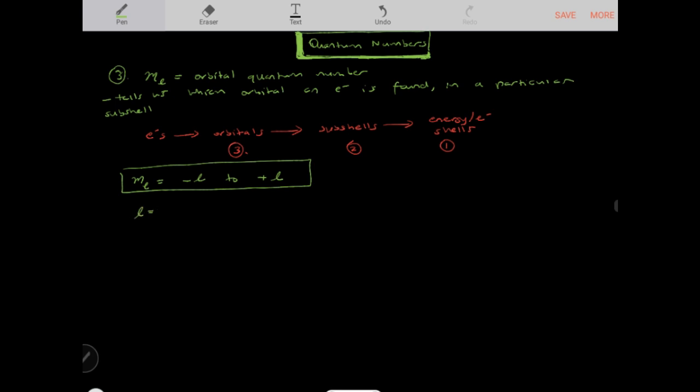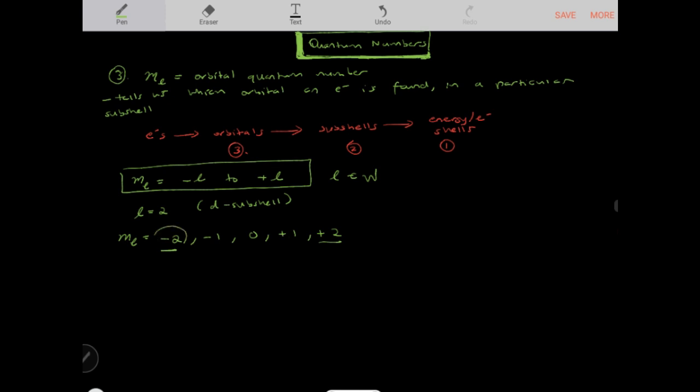So for instance, if L is equal to 2, recall that our chart for L equal to 2 indicates a d subshell. If L is equal to 2, ML can take on values from negative L to positive L, and they're a series of integers, or whole numbers, right? And in this case, ML can take on values of negative 2, negative 1, 0, positive 1, and positive 2. So it goes from negative L to positive L. And this represents each of the orbitals that's found in the d subshell.